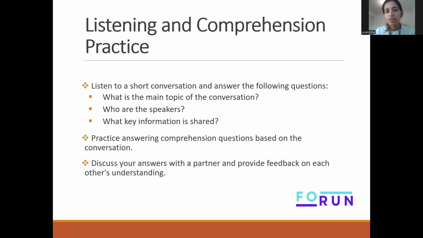Then, when we were listening to short conversations, we were focusing majorly on the main topics, what is being spoken about, what is the major information that we need, who the speakers are, and again, what the key information shared is, right? So, what is the main topic? What is the overall idea? So, in a way, what is the summary? Who are these speakers? Who are the people in this conversation? And what is the key information shared, right? What are the different key things that are being spoken about?